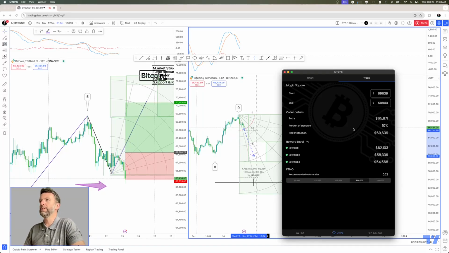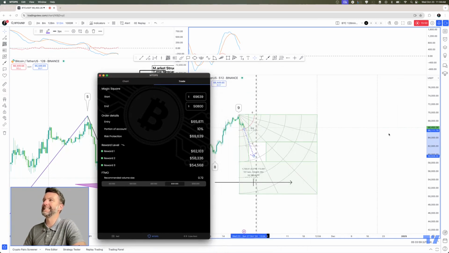So my portion of account is 10%. If you are working with private capital, it'll be 10%. Or if you're working with prop firm capital, like myself, then it'll be kind of 1%, which works out to be 10%, and that's another high-level discussion for another time, just come to think of it. It gives us our entry. So our entry is 65,871.